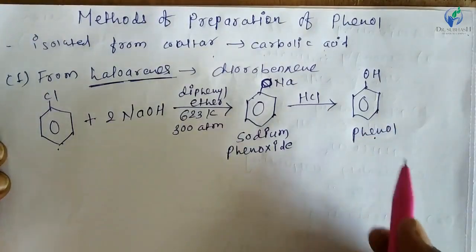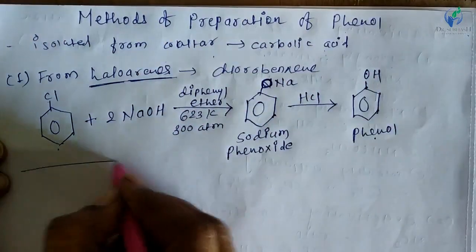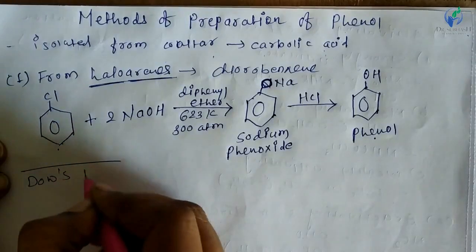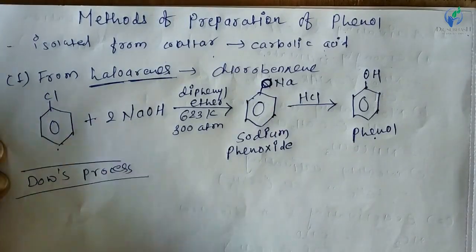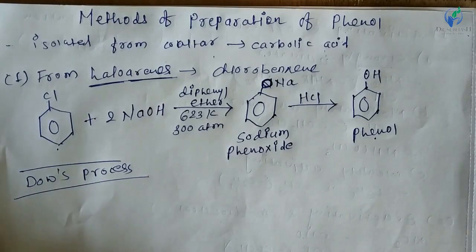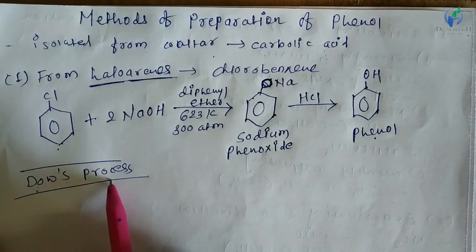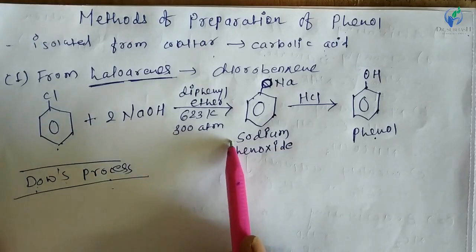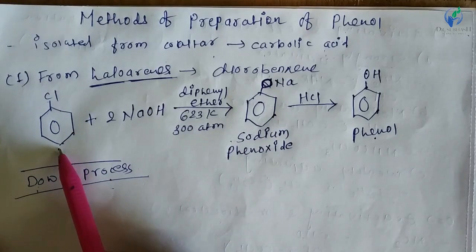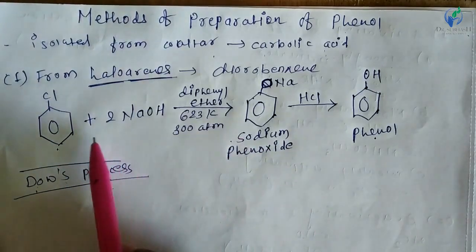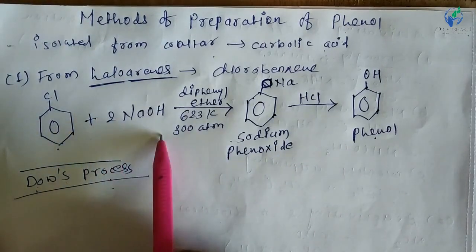Right? This process is known as the Dow process. It is a name reaction, Dow process, right? And it is generally asked in the exam with the name of Dow process. Sometimes this reaction is useful to answer conversions, right? In organic chemistry, you know that conversions can be asked. So when you are asked to convert chlorobenzene to phenol, then this Dow process can be used.